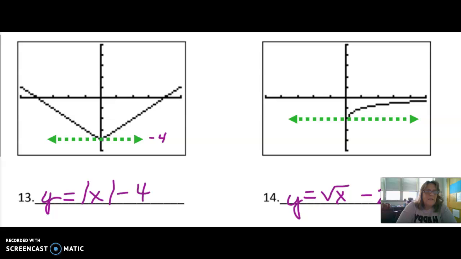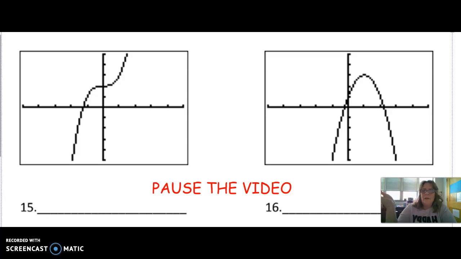For number 14, this is a square root equation, and it's just shifted down 2. So I have the square root of x. On the outside of my radical sign, I have -2. Pause your video for 15 and 16. When you think you have your equations, then turn your video back on.